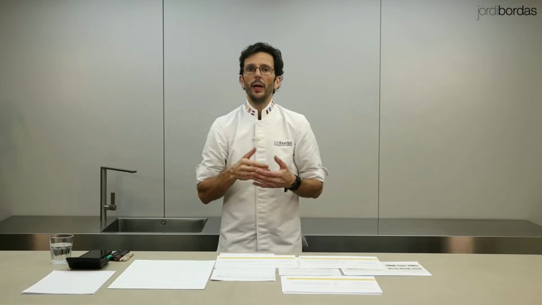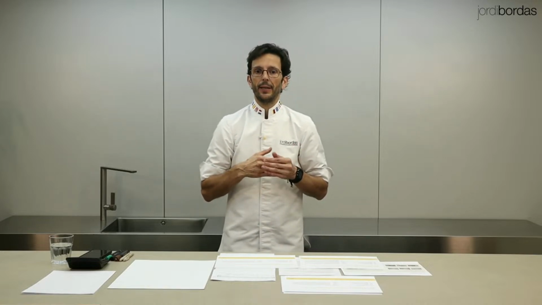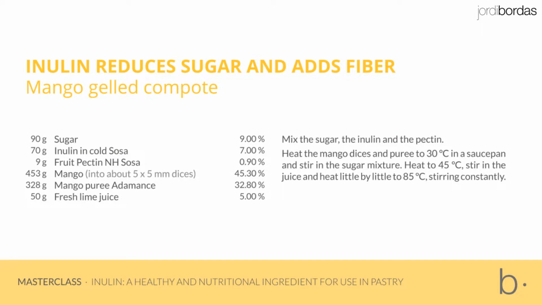Okay, why are we using fresh lime juice in that recipe? Because pectin NH, in order to gelify, needs to be between 2.5 and 3.5 pH. That means that this lime juice, or it can be lemon juice, or you can use yuzu, or other acidic citrus juice like lime or lemon. And when you add this lime juice, we reduce the pH, and the pectin is going to work perfectly, because we will be under 3.5 pH in that recipe.